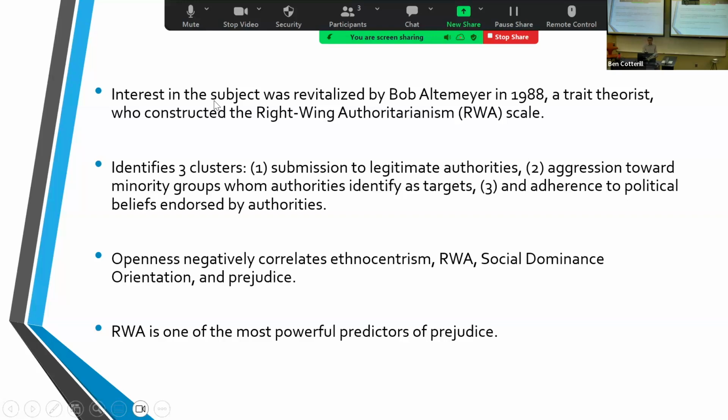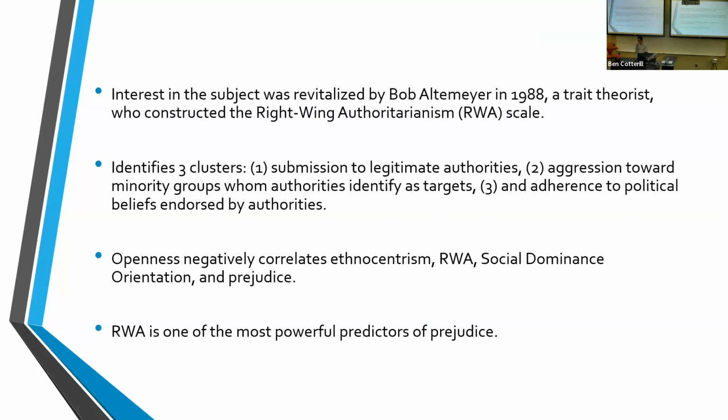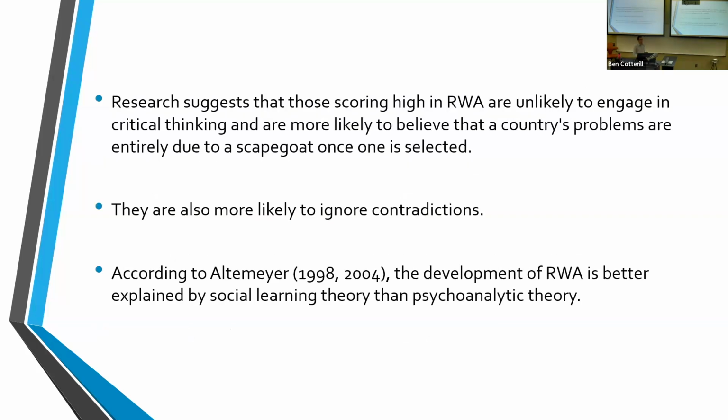Now, openness in the big five negatively predicts right-wing authoritarianism. It also negatively predicts prejudice and social dominance orientation, which is another trait I'm going to come back to. But right-wing authoritarianism is one of the strongest predictors of prejudice, of discriminatory beliefs, whereas openness is one of the strongest negative personality predictors of prejudice and discriminatory beliefs.